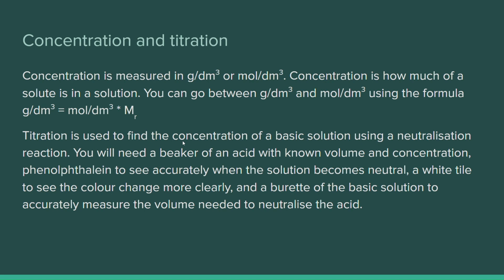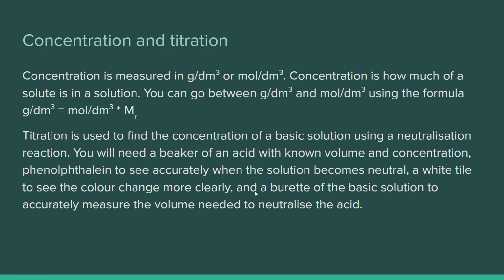Titration is used to find the concentration of a basic solution, which is one with bases, using a neutralization reaction. You'll need a beaker of an acid with known volume and concentration, phenolphthalein to see accurately when the solution becomes neutral. That only works if the solution is basic. It doesn't work for acids. And a white tile to see the color change more clearly.